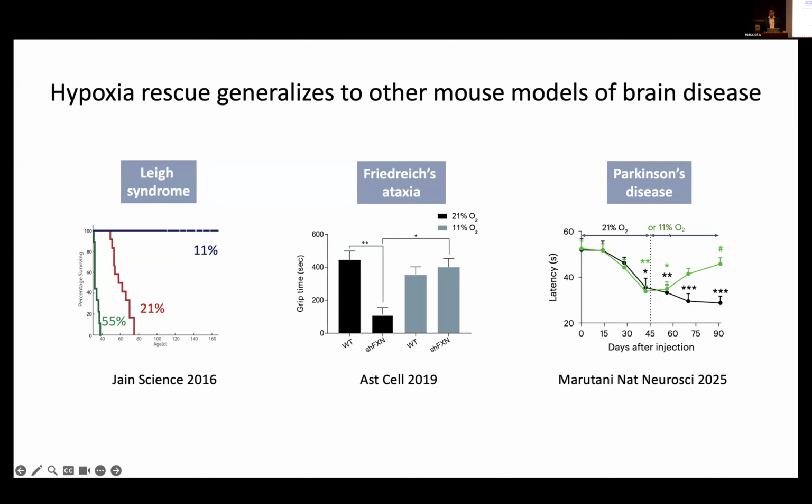So what's been exciting is that hypoxia appears to be extending to multiple forms of brain disease for reasons that we do not know. It is not helping cardiac disease in these models. In the Friedreich's ataxia model, for example, the mouse continues to die from its cardiac disease, and we don't know why, but its ataxia phenotypes are improved.